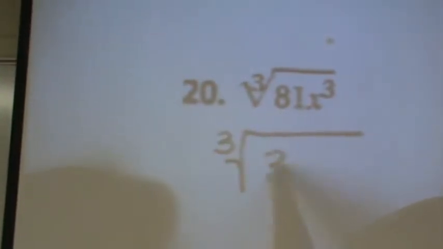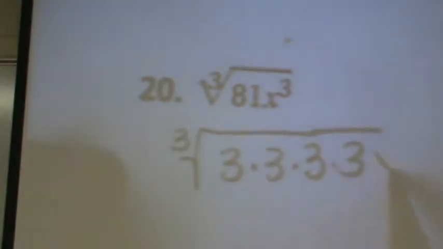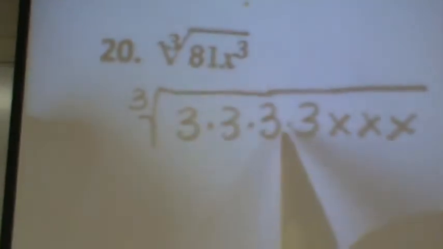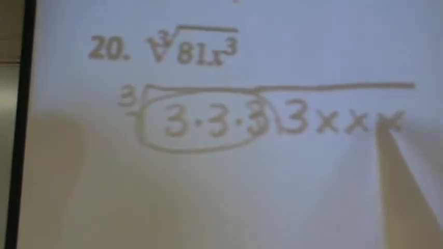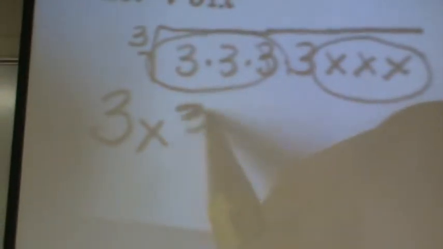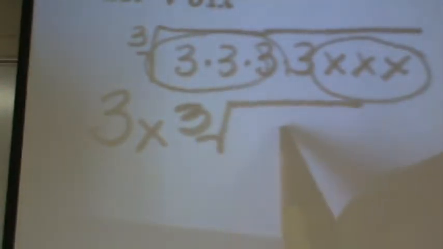cube root. 81 is 3 3's and 3 x's. So we're looking for 3 of a kind. So we have 3 3's and 3 x's. So it's 3x times the cube root of 3.